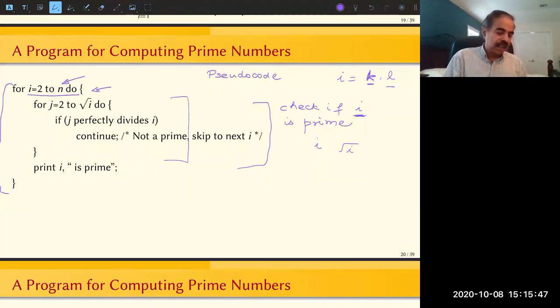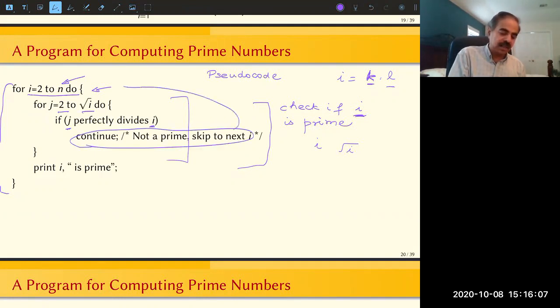So it is trying every number between 2 and square root of I, and it is checking whether this number j will divide the number I that you're checking, if it's a prime or not, right? If it divides, then you say, okay, it's not prime. And what this continue statement does is it basically goes on to the next I.